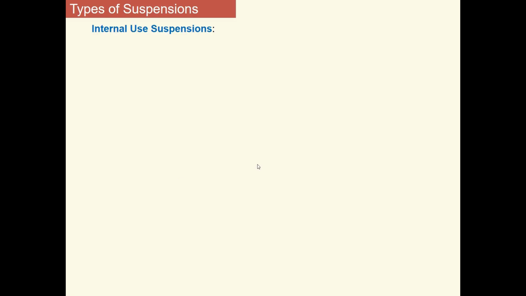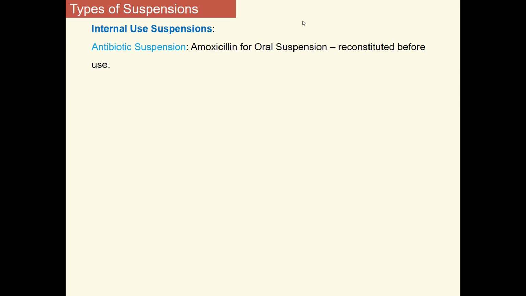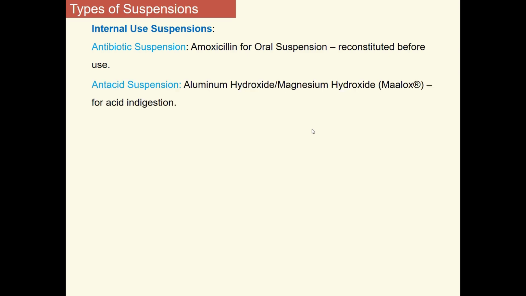Types of suspensions are internal use suspensions and external use suspensions. For internal use suspensions, the best widely used examples are antibiotic oral suspensions. They are supplied as a powder but used as a suspension after reconstituting with distilled water. Antacid suspensions such as Maalox, which is a combination of aluminum and magnesium, are generally used as an antacid for dyspepsia.